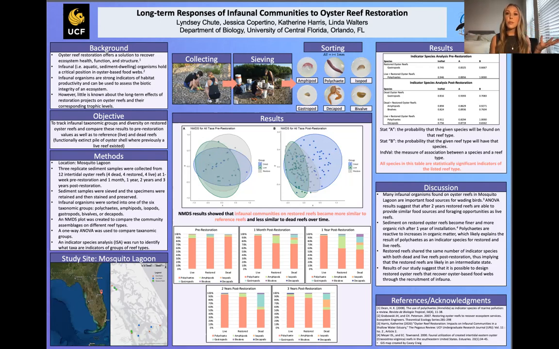So if restored reefs and live reefs have similar infauna, then those restored reefs are likely going to attract more wading birds, which is really healthy for the oyster-based ecosystems. Overall, we found that it is actually possible to design restored reefs that can recover those oyster-based food webs through the recruitment of infauna.